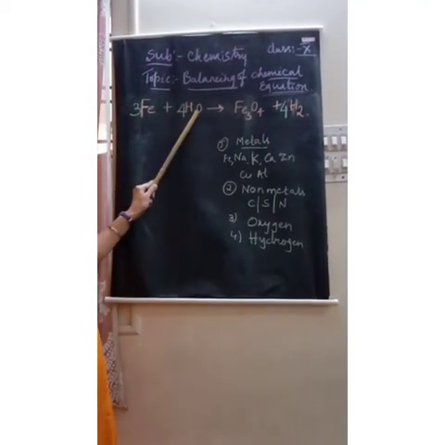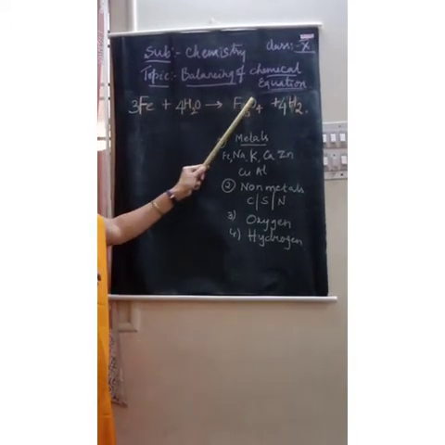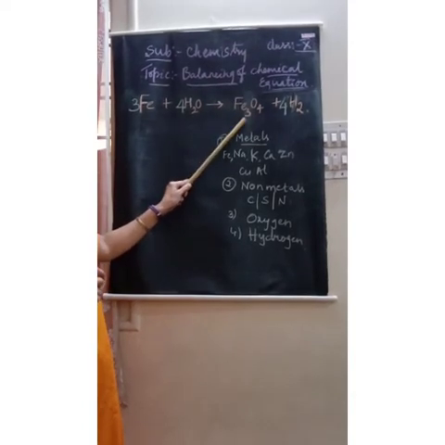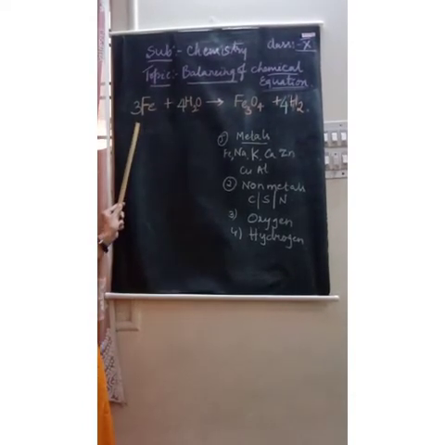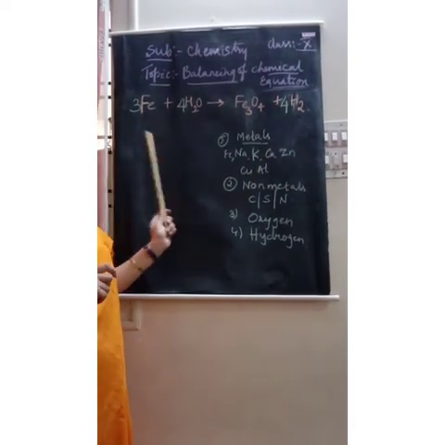What about oxygen, children? So 4 oxygen are there on the reactant side. 4 oxygen are there on the product side. Here iron, 3 atoms of iron and 3 atoms of iron. Now the equation is balanced. Clear, children? Easy now? What are the steps?